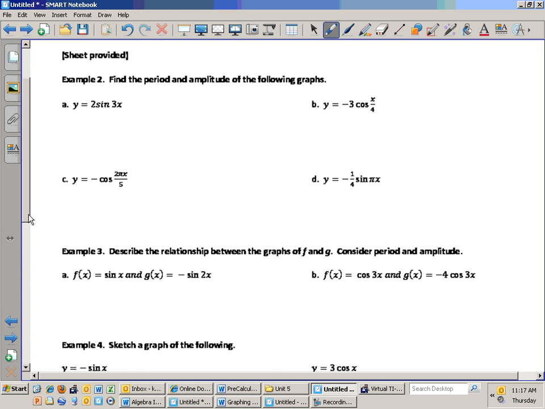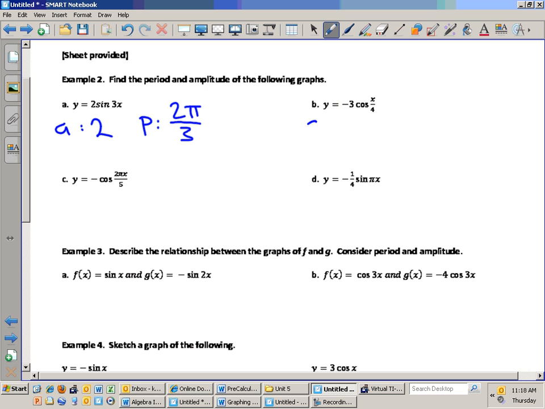I'm going to start with the amplitude for each one. Who can tell me the amplitude of A? 2. Very good. In order to find the period, I use a formula. It's 2 pi divided by what? B value, which is 3. So the period is 2 pi over 3. So every 2/3 pi, which everyone knows is 120 degrees, right? Every 120 degrees, this will repeat itself, as opposed to every 360. So this one is a little bit compressed horizontally.